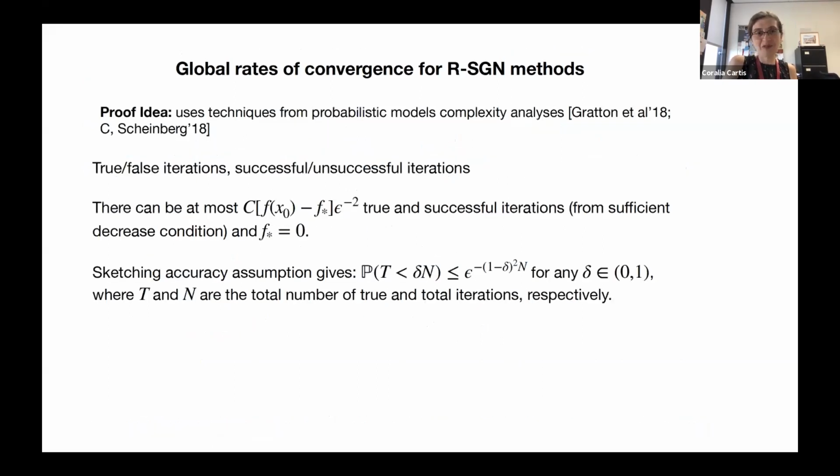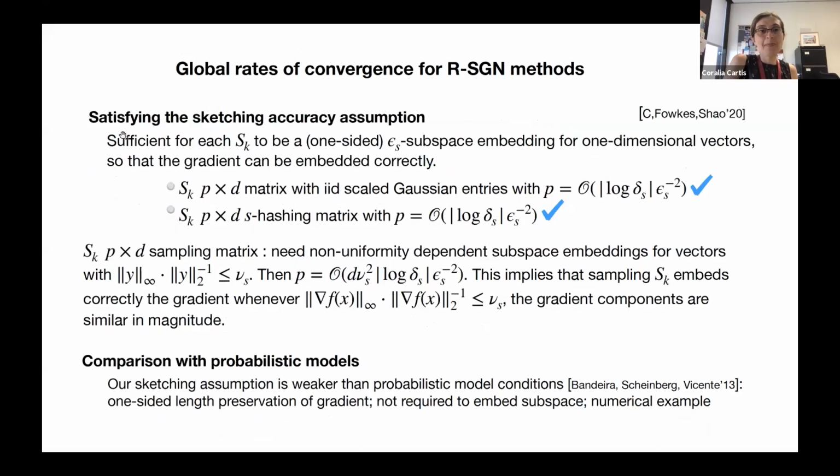Sorry, I'm not going to talk about the proof. Sorry, I don't have time. So S_k can be a scaled Gaussian matrix with this P. Because I only need to sketch the gradient correctly, I only need a subspace embedding for a 1D subspace, okay? So I don't have a dimension dependence in the size of S. So S can be small.